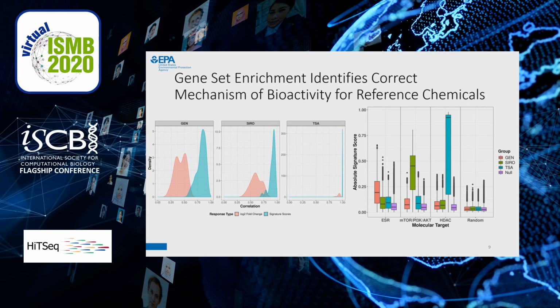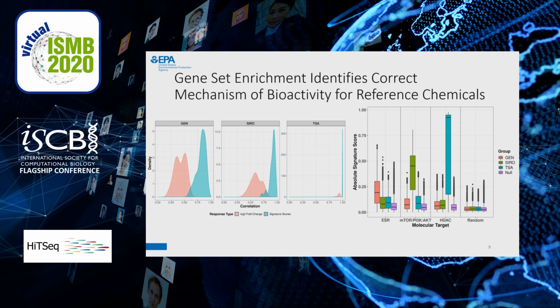Finally, we performed ssGSEA to determine whether the gene expression profiles of the reference chemicals were enriched in their known molecular target. Genistein is an estrogen receptor agonist, sirolimus is an mTOR PI3 kinase inhibitor, and trichostatin A is a histone deacetylase inhibitor. The figure on the left demonstrates the gene set level approach in blue results in much higher correlations compared to a probe level fold change correlation approach, which is shown in pink.